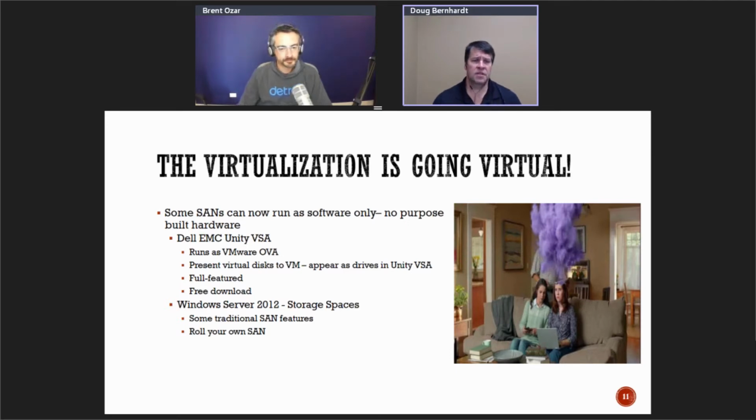Another example of this is using Windows Server 2012 and the Storage Spaces feature. This allows you to basically roll your own SAN. You can present both file and block storage to servers in your network, and it has some of the traditional SAN features built in. So there you go, there's your free SAN as promised.